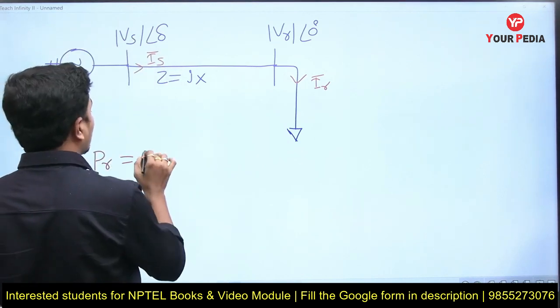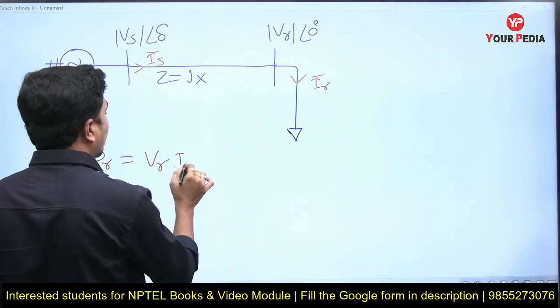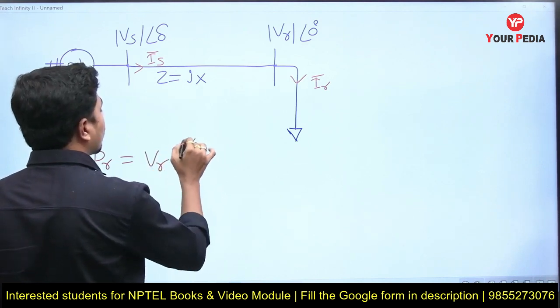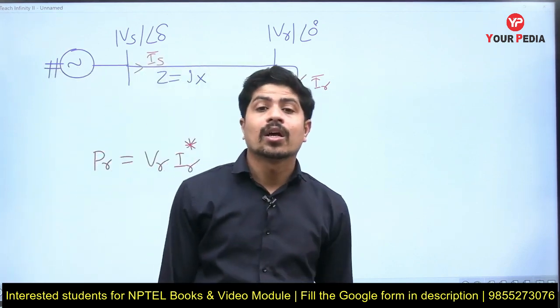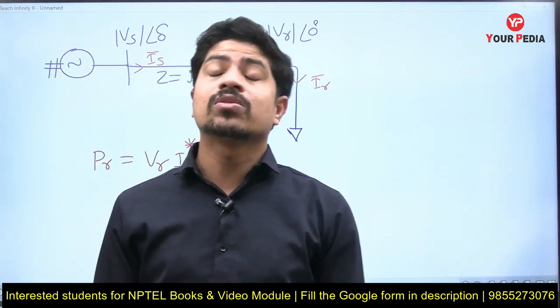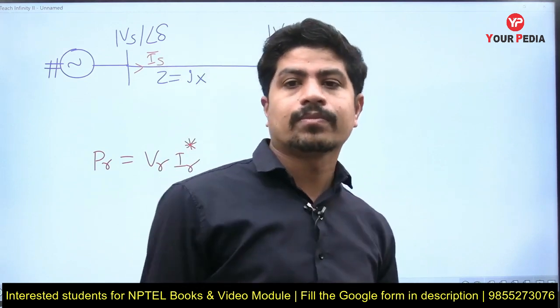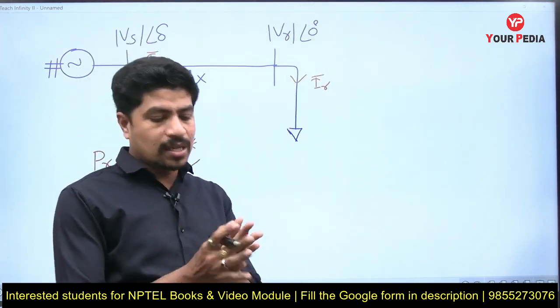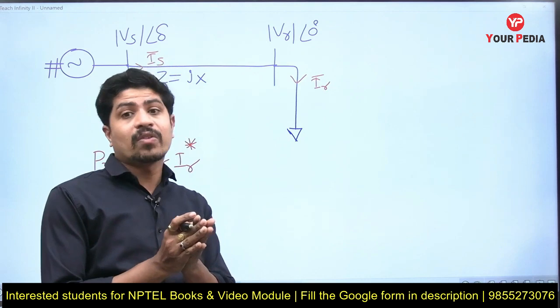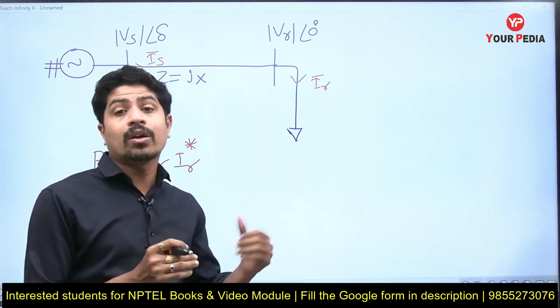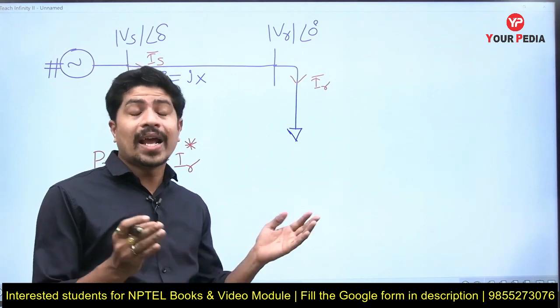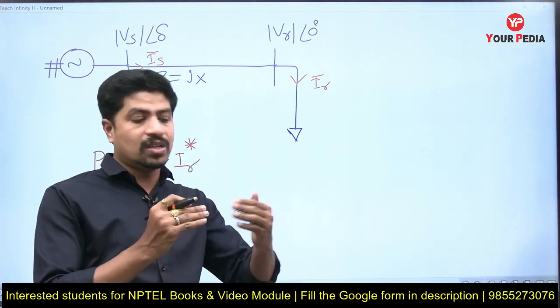PR is equal to VR into IR conjugate. You know the reason why we are taking conjugate, for the matching of passive power sign convention. See, what is power factor angle? It is the angle between voltage and current. If you are not taking that conjugate, that angle is going to get added instead of the angle between.